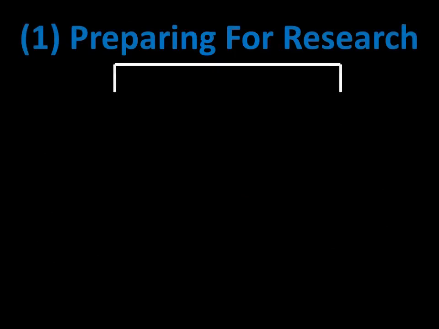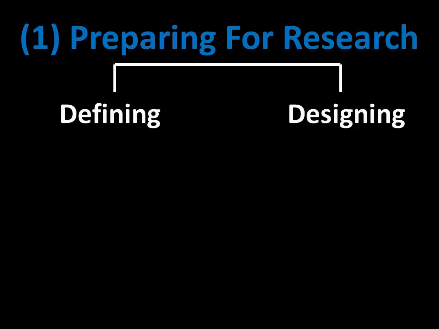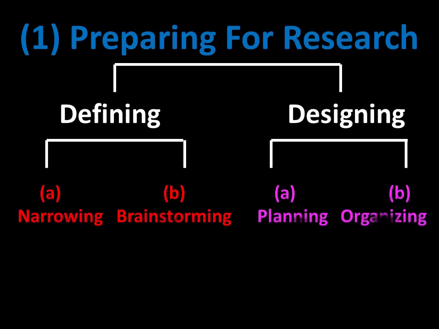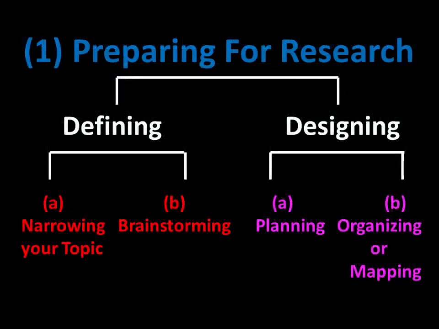Let's start with preparing for research. Preparing for research includes 2 Ds, or what I call DD: defining and designing. Defining includes A. Narrowing your topic, and B. Brainstorming. While designing includes A. Planning and B. Organizing or mapping.